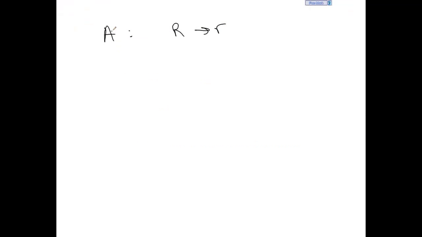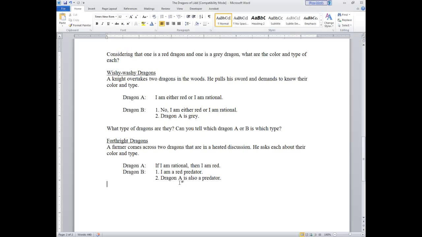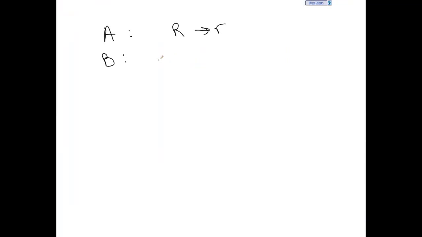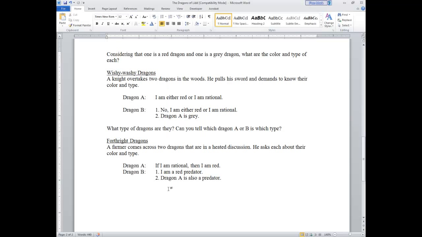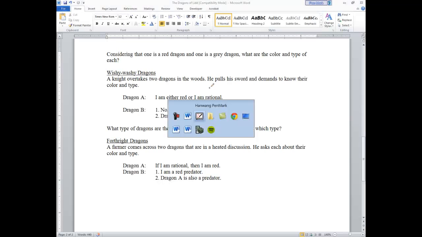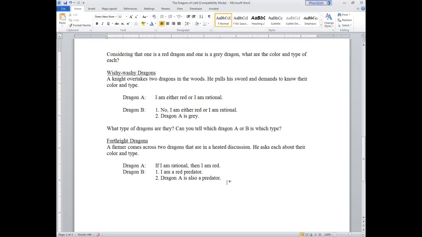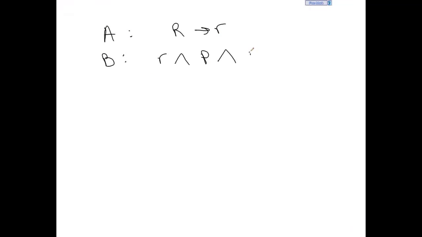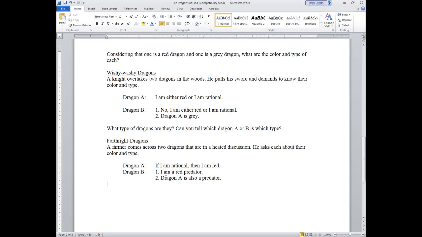Dragon B says, I am a red predator. So I am red and I am a predator. He also says, so in other words, I can say, and Dragon A is also a predator. So A is a predator. Okay, well, wait a minute.